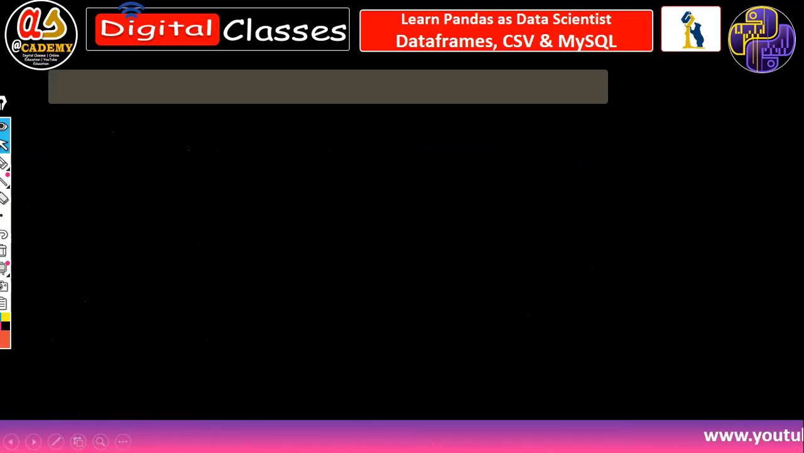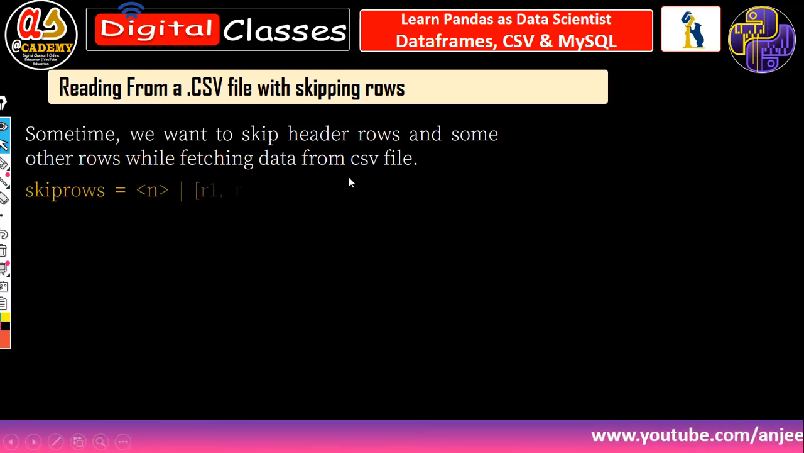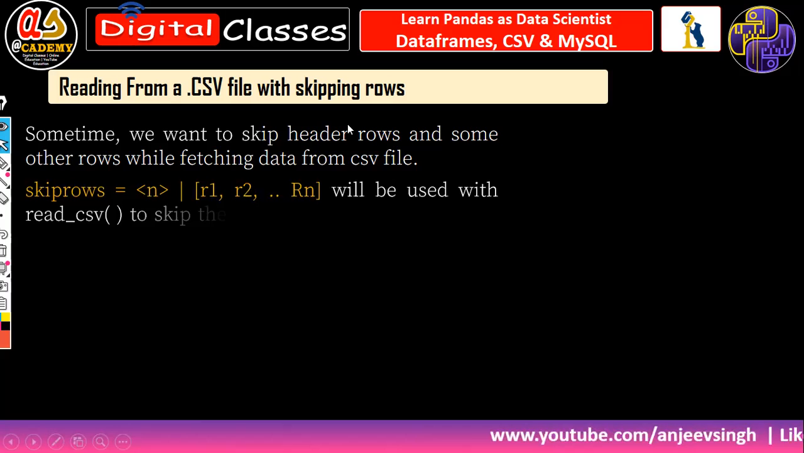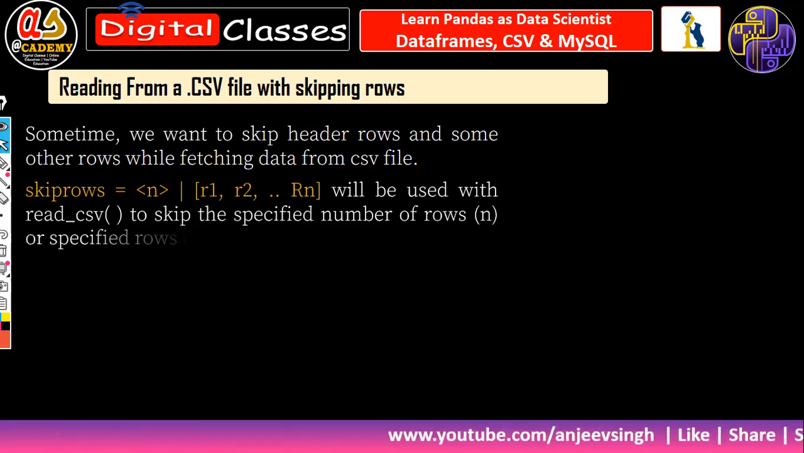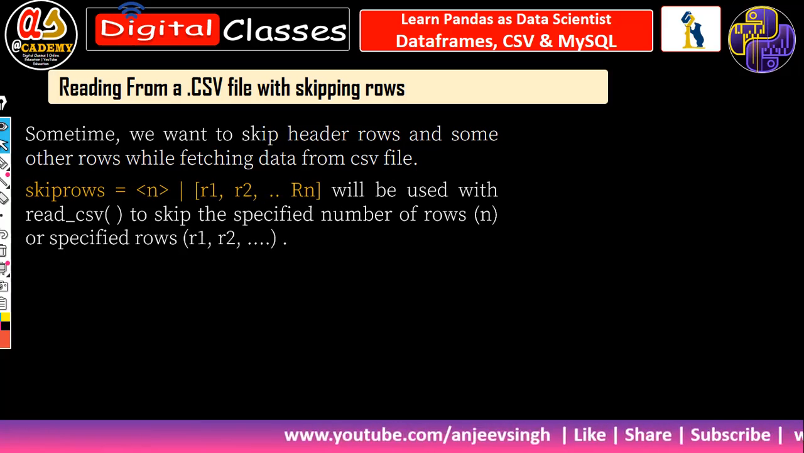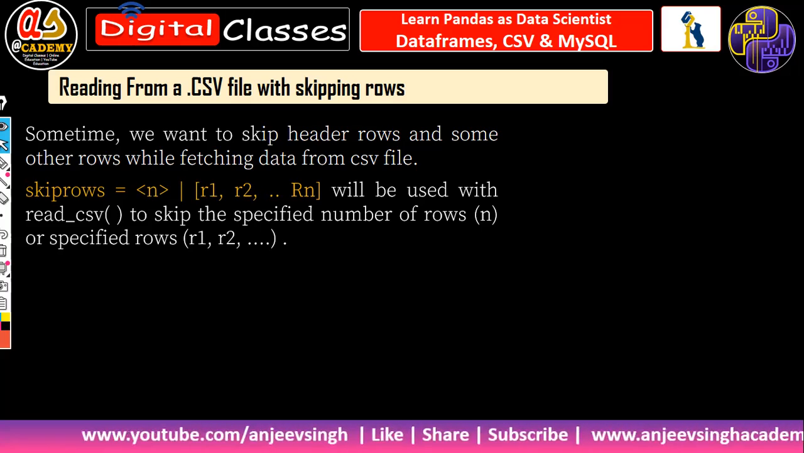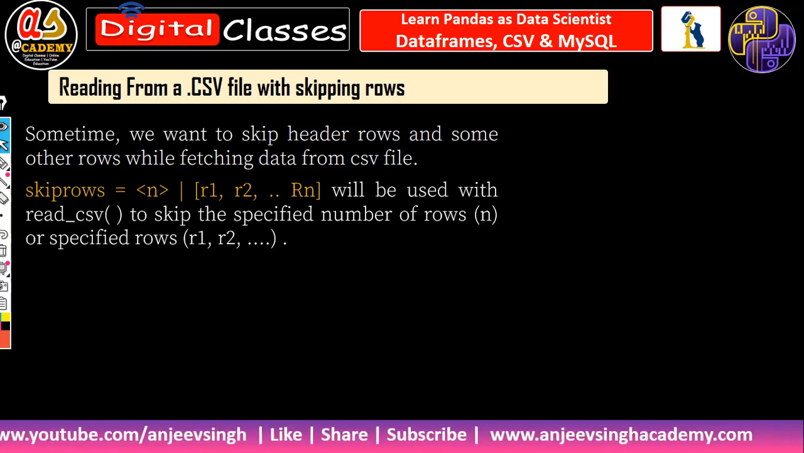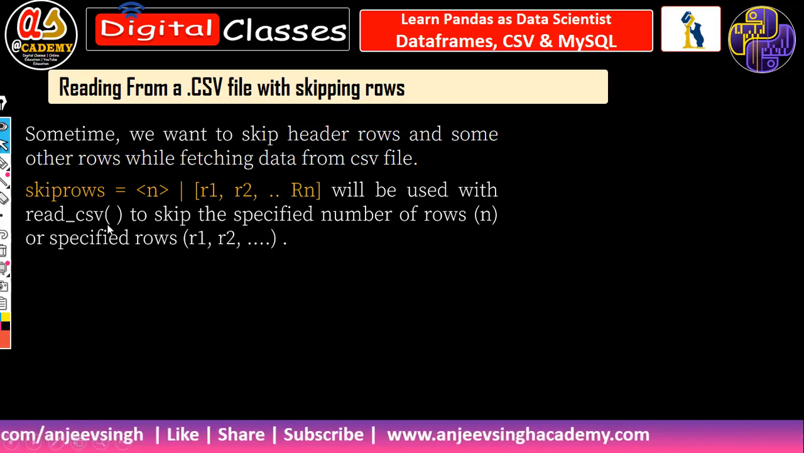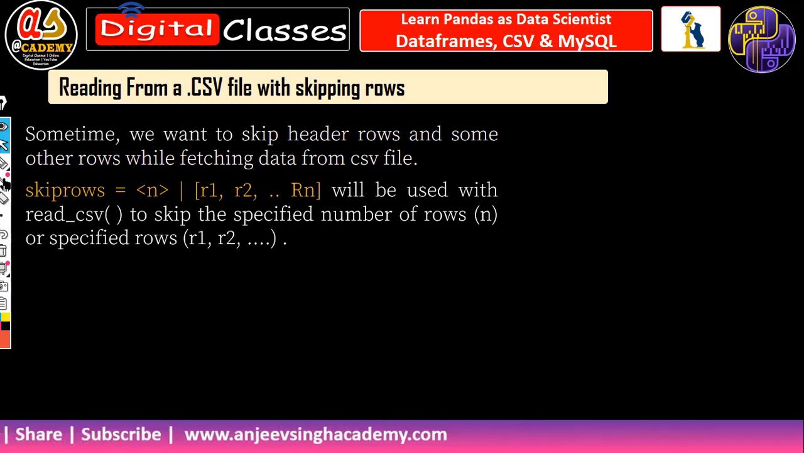Okay, so next is skiprows. Here you can skip rows, meaning reading from a CSV file while skipping rows. We can skip rows if we want to when reading from a CSV file. So how can we skip the rows? To skip the rows, we have to use one argument. What is the name of the argument? That argument is called skiprows.